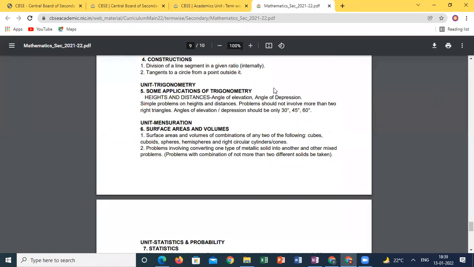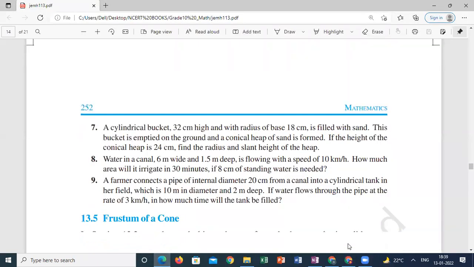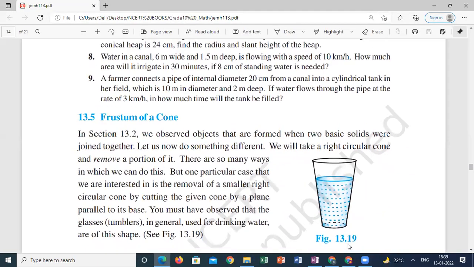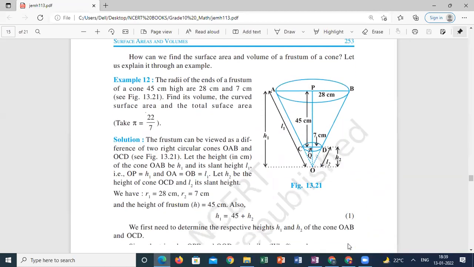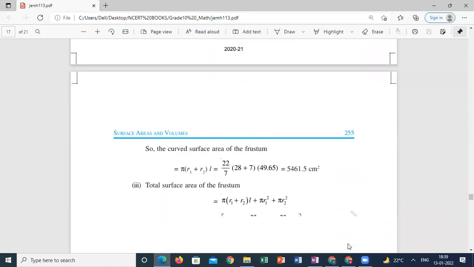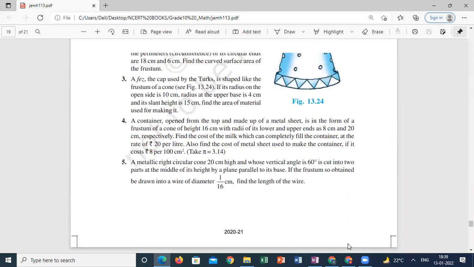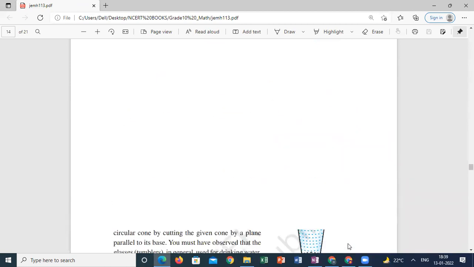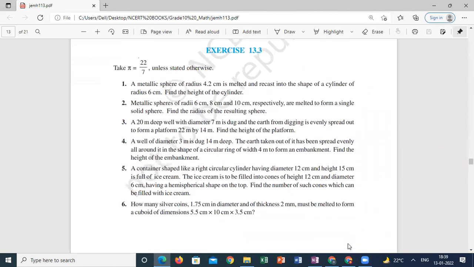So that's the end of surface areas and volumes. And frustum of cone is entirely not there. So don't worry too much about these things. We'll do some numericals today, and next class we'll start the next chapter.